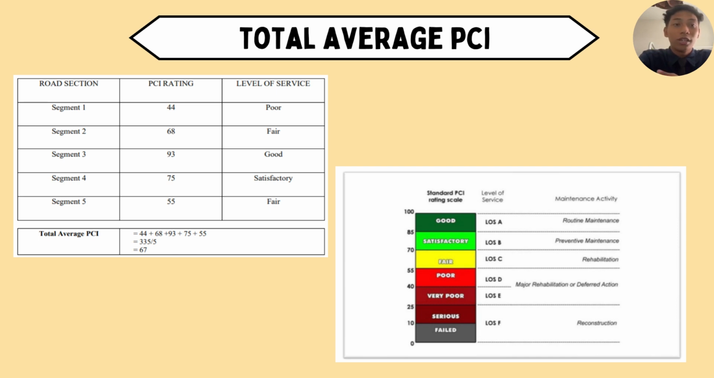To find the total average PCI, we need to add all the segments and divide by 5. So 44 plus 68 plus 93 plus 75 plus 55, divided by 5, we will get 67. So 67 is actually in the fair condition. So the maintenance activity that we need is rehabilitation.